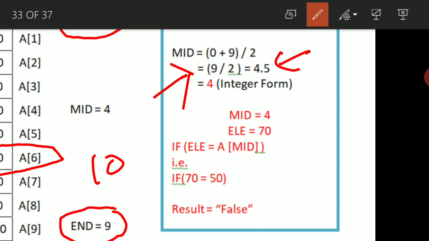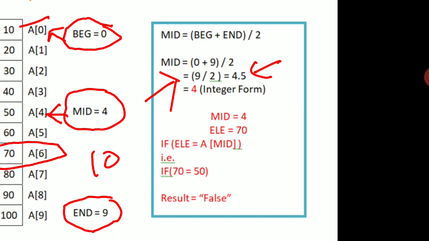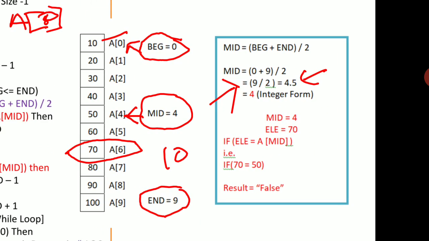So what is the integer value now? 4. Henceforth mid is equal to 4. Where is it set now? A of 4. And what is A of 4 now? A of 4 value is 50. That's the reason in the property I said, remember it's a property.